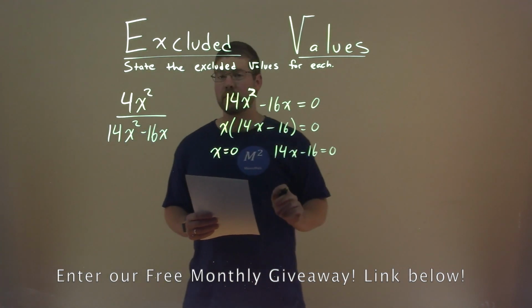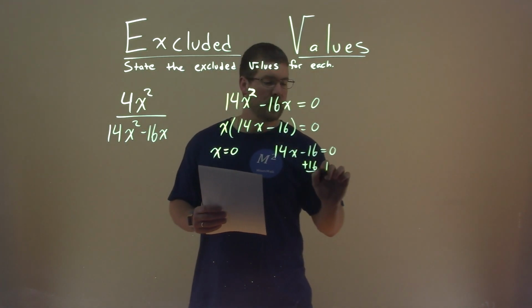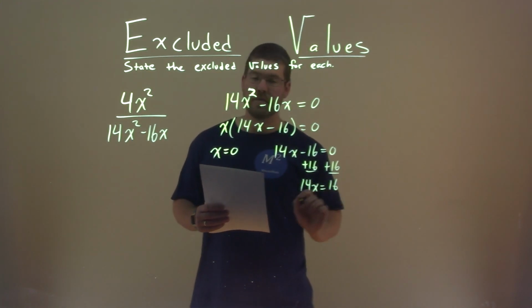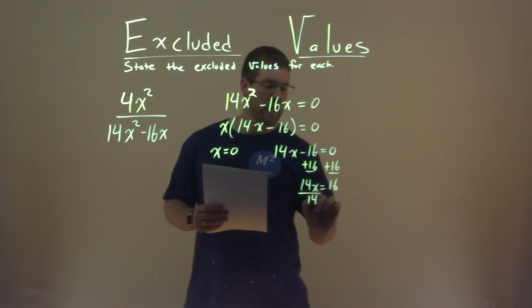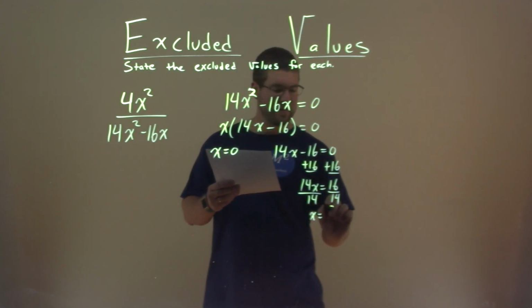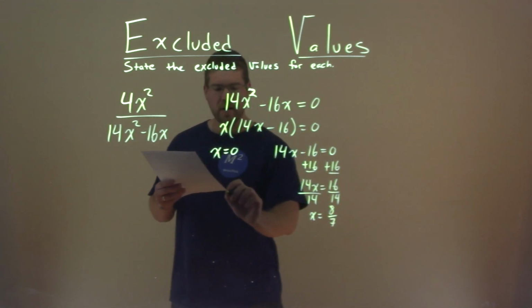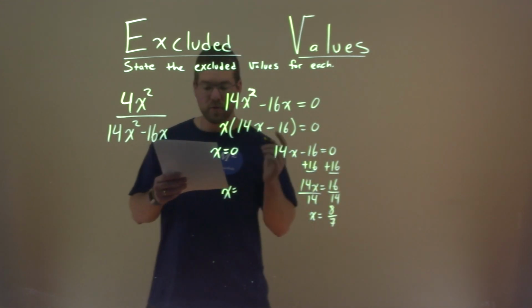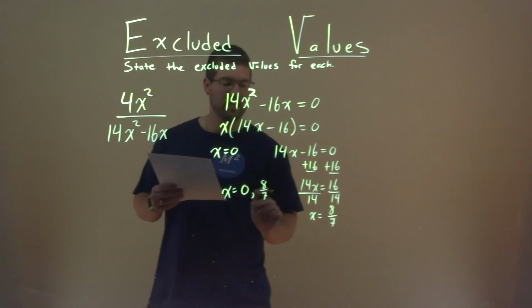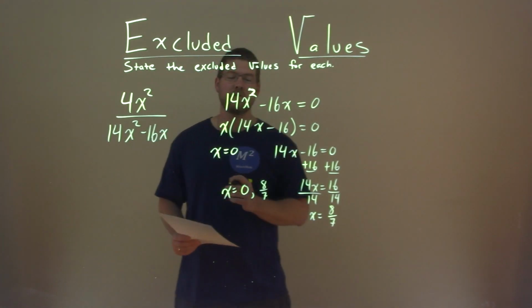We're going to solve for x here, so we add a 16 to both sides. 14x equals a positive 16. And then I'm going to divide both sides by 14. And x equals 16 divided by 14, which simplifies to 8/7. And so our two excluded values here are x equals 0 and 8/7. And so there are our excluded values.